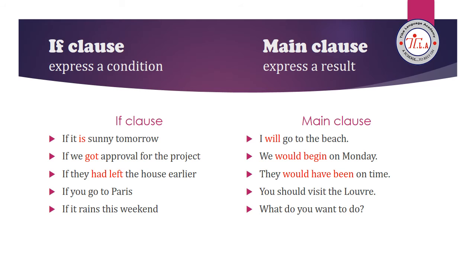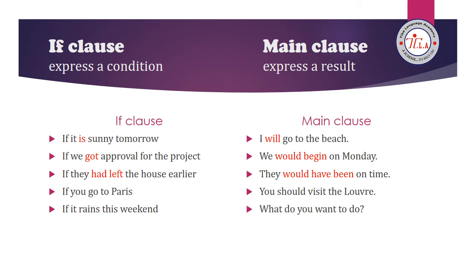And let's take a look at something a little bit different. If we got approval for the project, we would begin on Monday. This is a potential situation. This sentence we might use when making a proposal. That means it's not in my control now. It hasn't been decided yet.